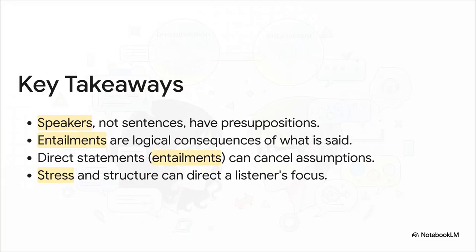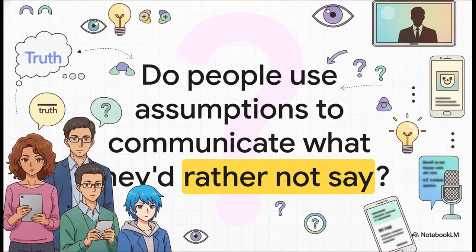We've seen that presuppositions are the speaker's assumptions. They belong to people. Entailments are the sentence's logical consequences. They belong to the logic of the language. And when they clash, the direct logic of the entailment always wins out. And finally, speakers have these cool tools like stress to direct our focus and guide us to exactly the meaning they intend. And that leaves us with one last thought.